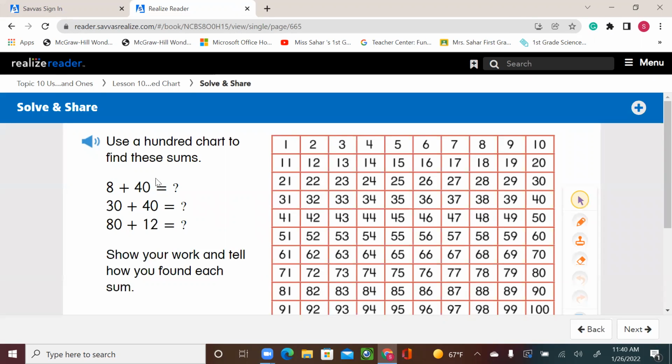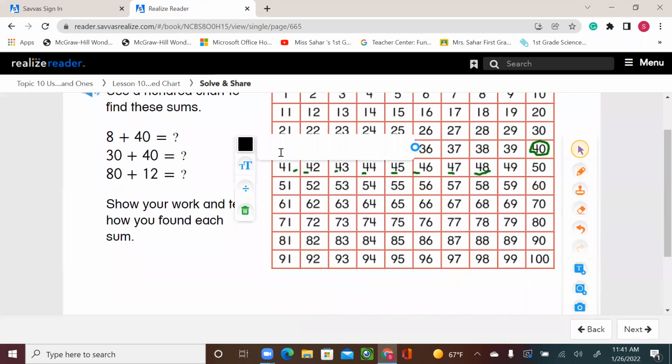8 plus 40. I know I need to start with my greater number 40. So let's use a color here. I'm going to use green. Look for 40. Then put a circle. 40, then add 8. That means count 8 boxes or 8 columns. So 40, after 40, 1, 2, 3, 4, 5, 6, 7, 8. 48. So let's write this down, 48, and put it here. That's the answer for my first question.